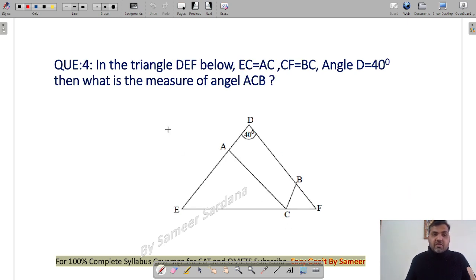Moving to question number 4. In triangle DEF, the value of angle EC is given to you as the same as the value of angle AC, and CF is the same as the value of angle BC. Angle D is 40 degrees. What is the measure of angle ACB? This is the angle that we are supposed to find out.